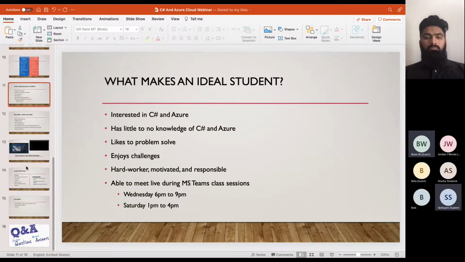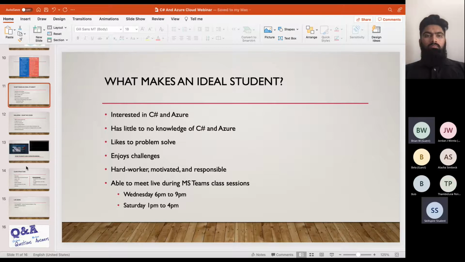So what makes an ideal student? The first thing is you need to be interested in C# and Azure. Coding is something where, if you're going in it just for the money, or for some other reason other than being interested, you're going to make it. That's not true. Coding is not easy, okay?